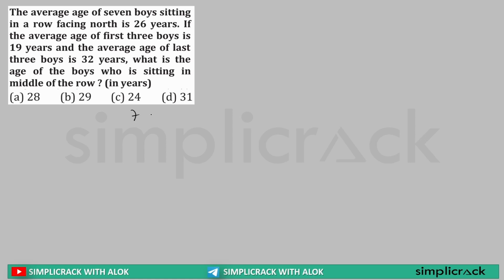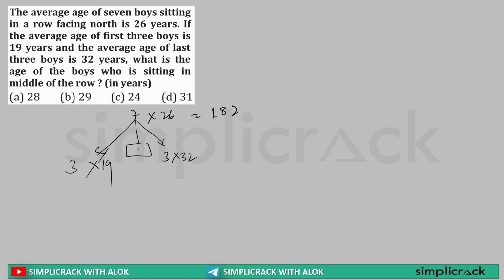Sir, the average of 7 boys sitting in a row facing north is 26. How many boys? 7 boys. Average is, sir, 26. Total is, sir, 182 years. Clear? 26 into 7 is equal to 182. Now, it is saying, sir, the average of the first 3 boys, that means out of these 7, the first 3 boys' average is what, sir? 19 years. The average of, sir, the last 3 boys. The last 3 boys' average is what, sir? 32 years. So what is the age of the middle boy?